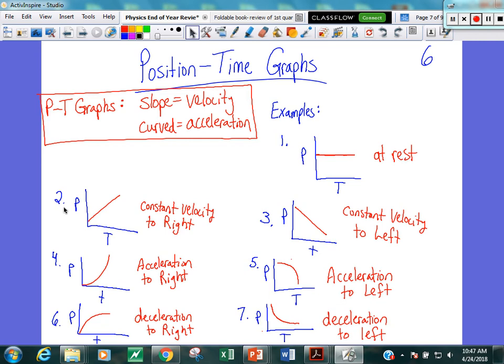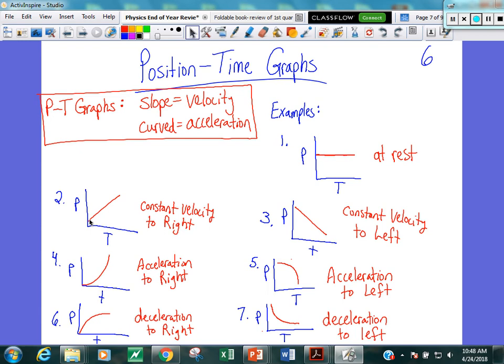Let's go to the second example. This position time graph now has a slope. It has a positive slope. It's going up. Because it has a positive slope, that tells us that it has a positive velocity. So it must be moving to the right. In physics, to the right or up means positive. So I put constant velocity to the right on number 2. How do we know it's constant velocity? Well, there's no curve. It's a straight line. So velocity is staying constant.